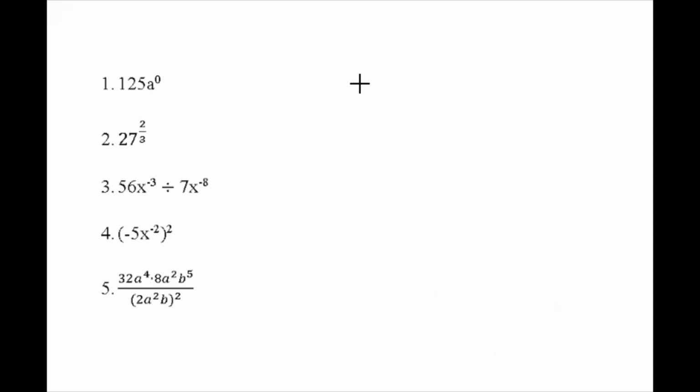All right, let's look at the third problem that we have here. We have 56x to the minus 3 divided by 7x to the minus 8. All right. Now what I could do is take this stuff to the bottom. I mean, I see a negative exponent, I could do that. But before I do that, I also recognize I have a division and they have the same base.